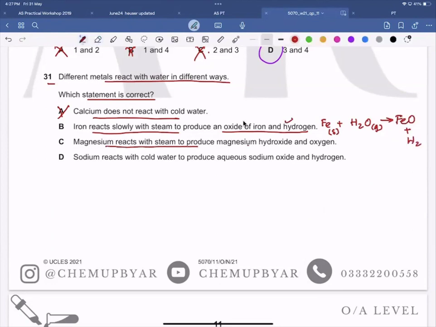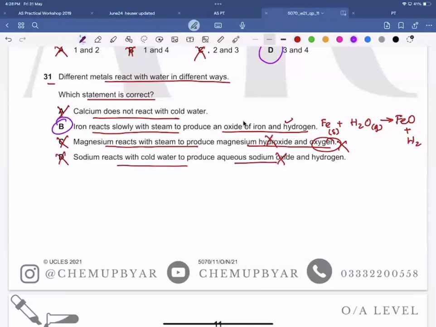Magnesium reacts with the steam to produce magnesium hydroxide and oxygen. No, it's wrong, because oxygen is not formed. Instead, with the steam, magnesium hydroxide is also not formed. Magnesium oxide is formed. With water, magnesium hydroxide must form. Sodium reacts with cold water to produce aqueous sodium oxide. No, with cold water, sodium hydroxide is formed, not oxide. So that goes wrong as well. So we are left with B. So B is the correct answer. Is this clear to all of you?